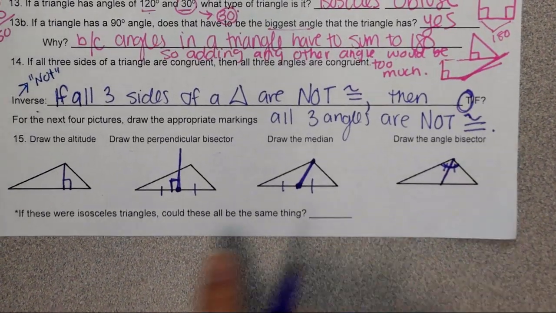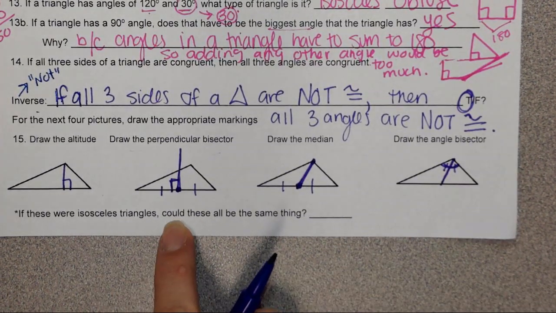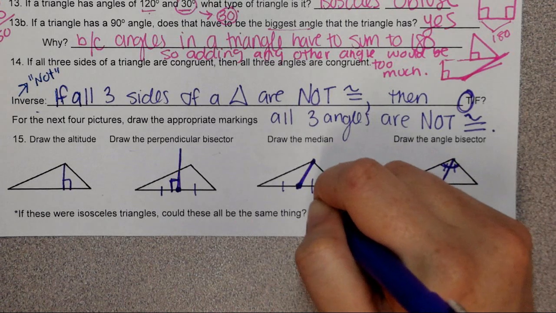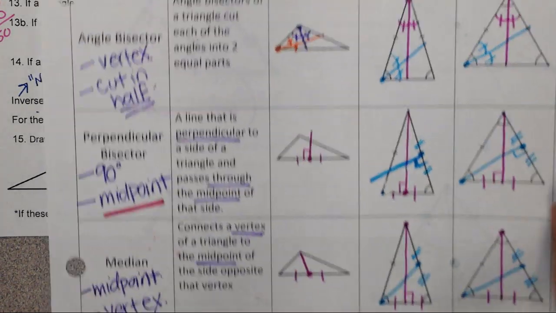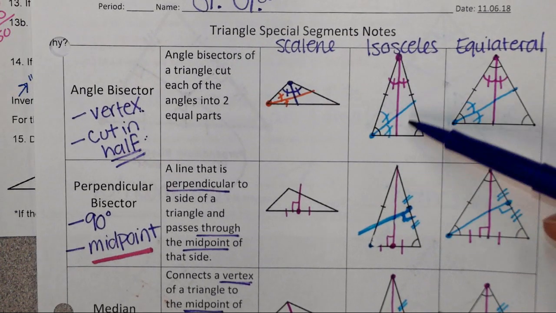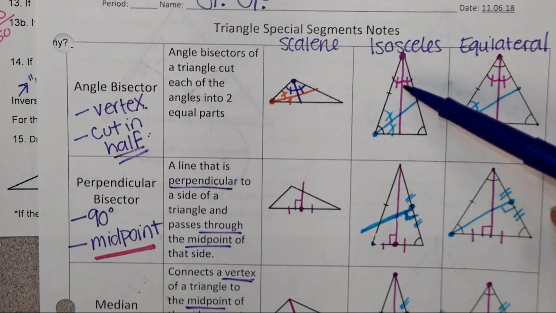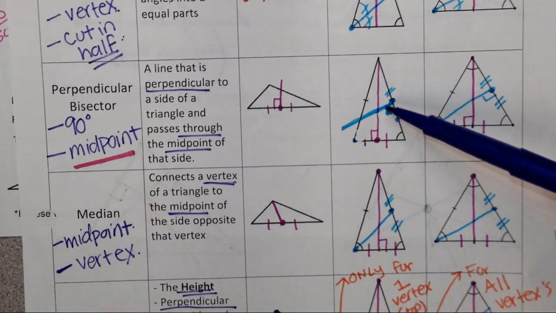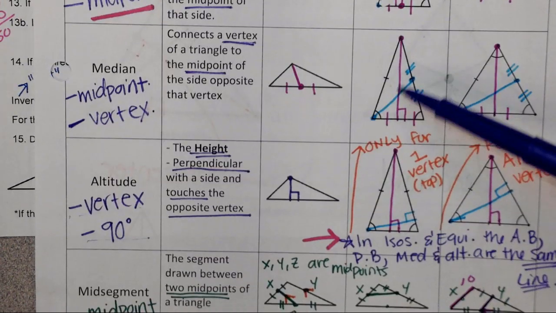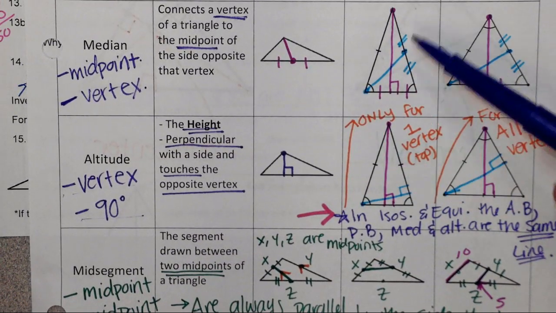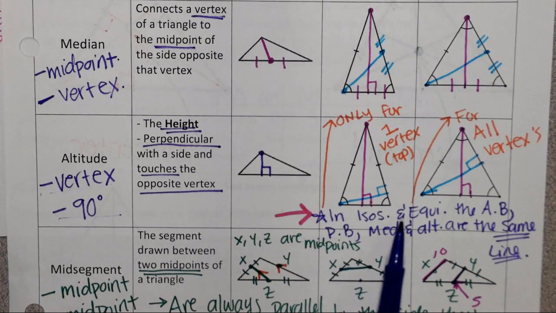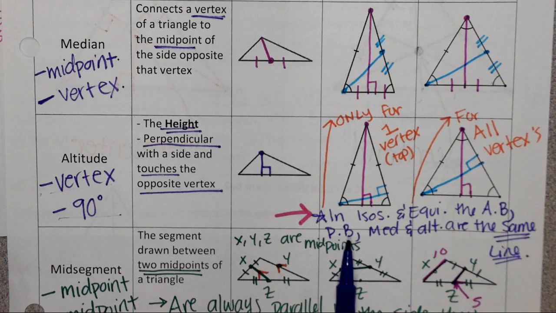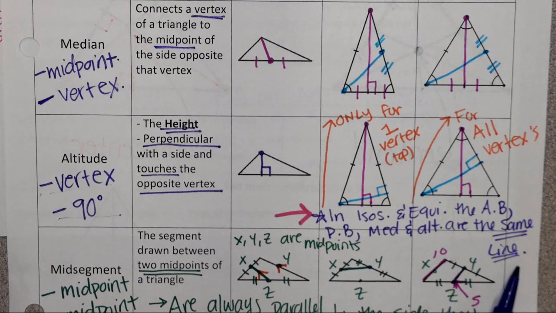Okay, if these were isosceles triangles, could these all be the same thing? Yes. If you look at your notes and look at the pink line, in an isosceles triangle, the angle bisector, perpendicular bisector, median, and altitude are all the same line. And this is also what we wrote here. In isosceles and equilateral, angle bisector, perpendicular bisector, median, and altitude are all the same line.